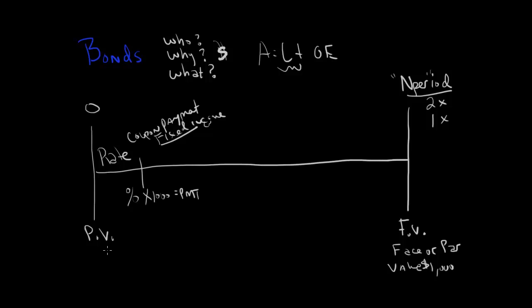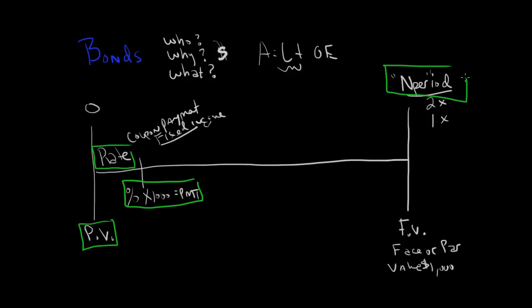And now if we take a look, we have 1, 2, 3, 4, and 5 parts of our timeline. So we have all the parts. So when we're determining the calculations we need with a bond, we have to keep in mind these 5 parts.